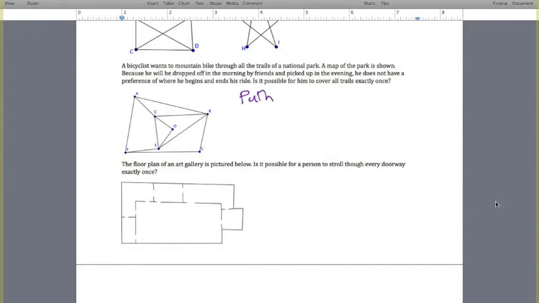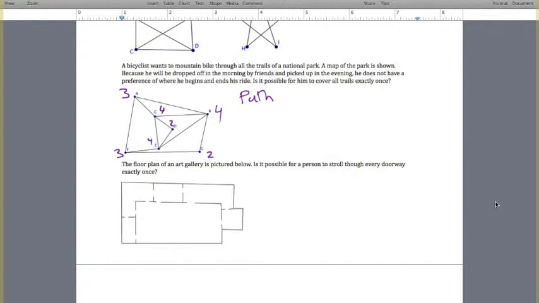So to do that, we want to count up our degrees of our vertices. So what is A? 3. B? 4. C. 4. D? 2. E? 4. F? 3. G. Okay. Is it possible? Yeah. Where is he going to tell his friends to drop him off? A or F, and then pick them up at the other one.